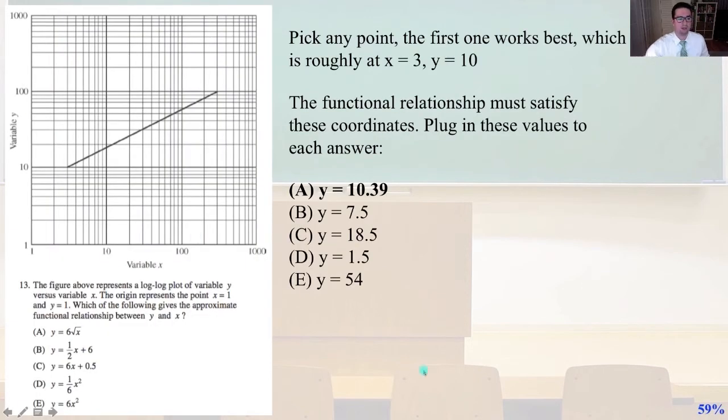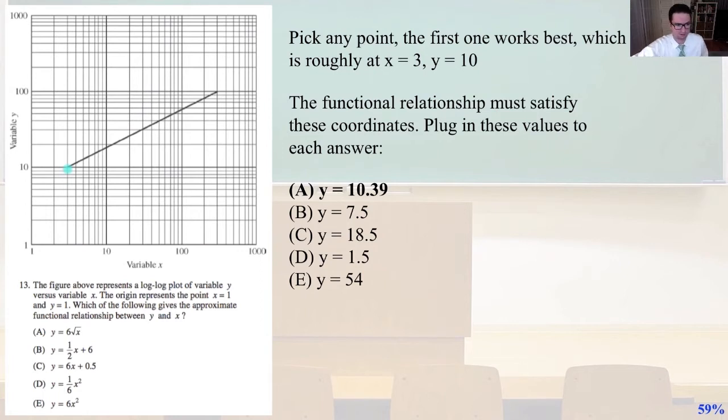Number 13, the figure above represents a log-log plot of variable y versus variable x. The origin represents the point x equals 1 and y equals 1. Which of the following gives the approximate functional relationship between y and x? So notice that our plot starts at not 0, 0, but 1, 1. So let's just pick any point. The first point is going to work best. It's roughly at x equals 3, y equals 10. And so the functional relationship must satisfy these coordinates, specifically this one.